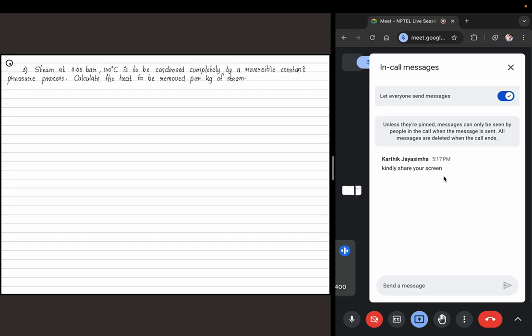So last week we derived that in case of a constant pressure process, and just reiterating the fact that only in case of a constant pressure process, the heat removed, per kilogram of steam, so I'm removing the mass, will be equal to H2 minus H1. Again reiterating, this heat will be equal to H2 minus H1 only in case of a constant pressure process, not for every process. So how do I calculate the initial and final states?